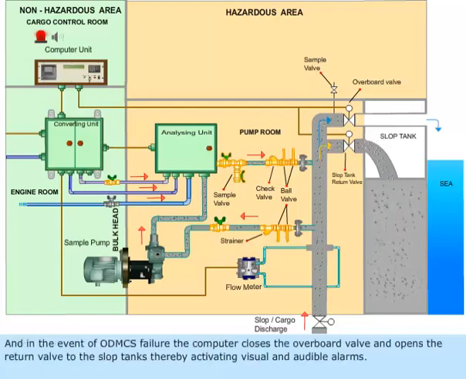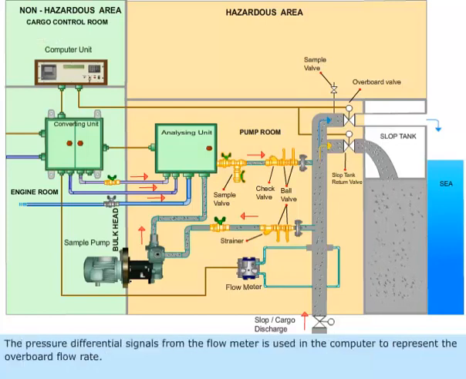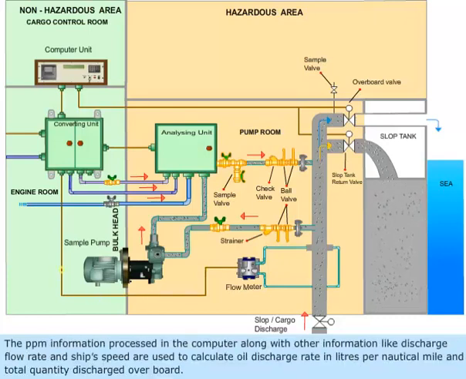And in the event of ODMCS failure, the computer closes the overboard valve and opens the return valve to the slop tanks, thereby activating visual and audible alarms. The pressure differential signal from the flow meter is used in the computer to represent the overboard flow rate. The ppm information processed in the computer, along with other information like discharge flow rate and ship speed, are used to calculate oil discharge rate in liters per nautical mile and total quantity discharged overboard.